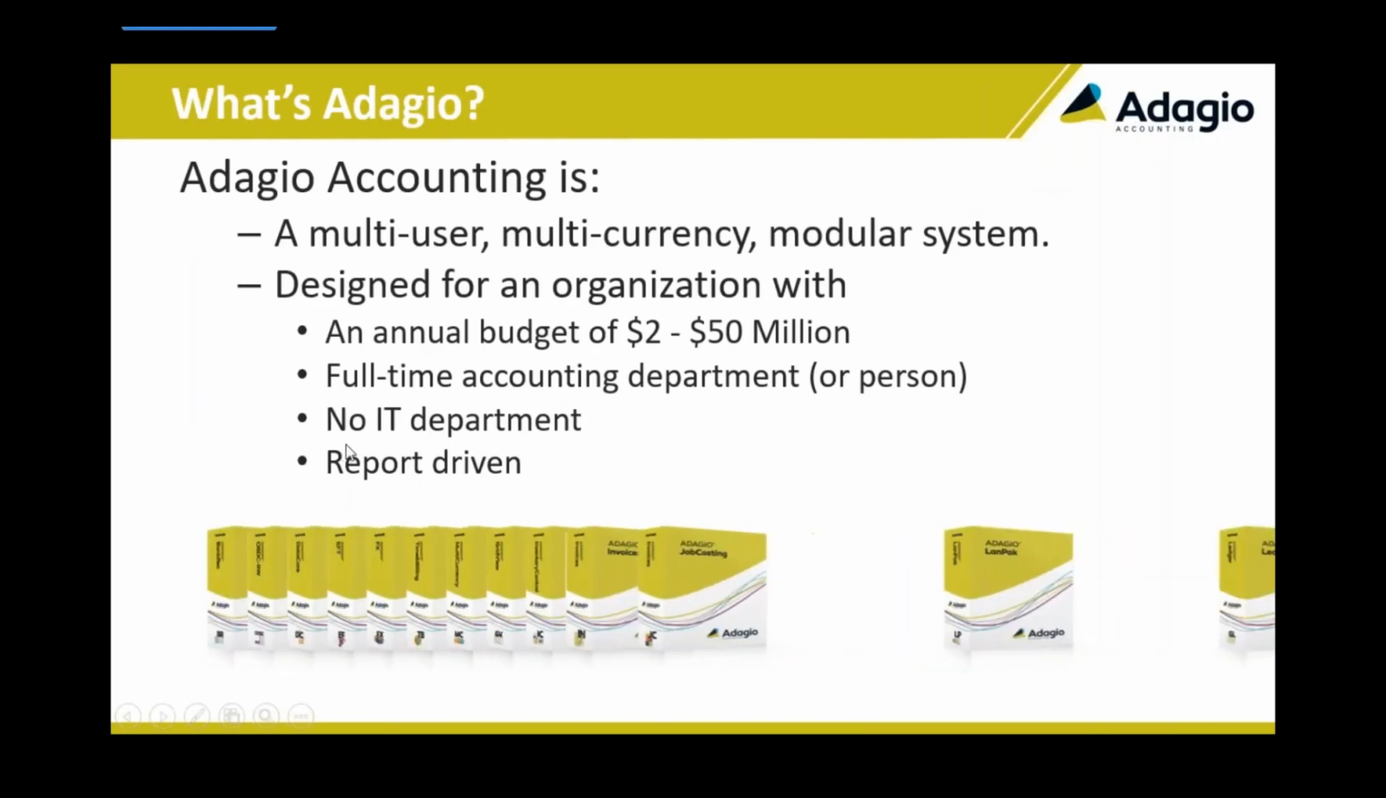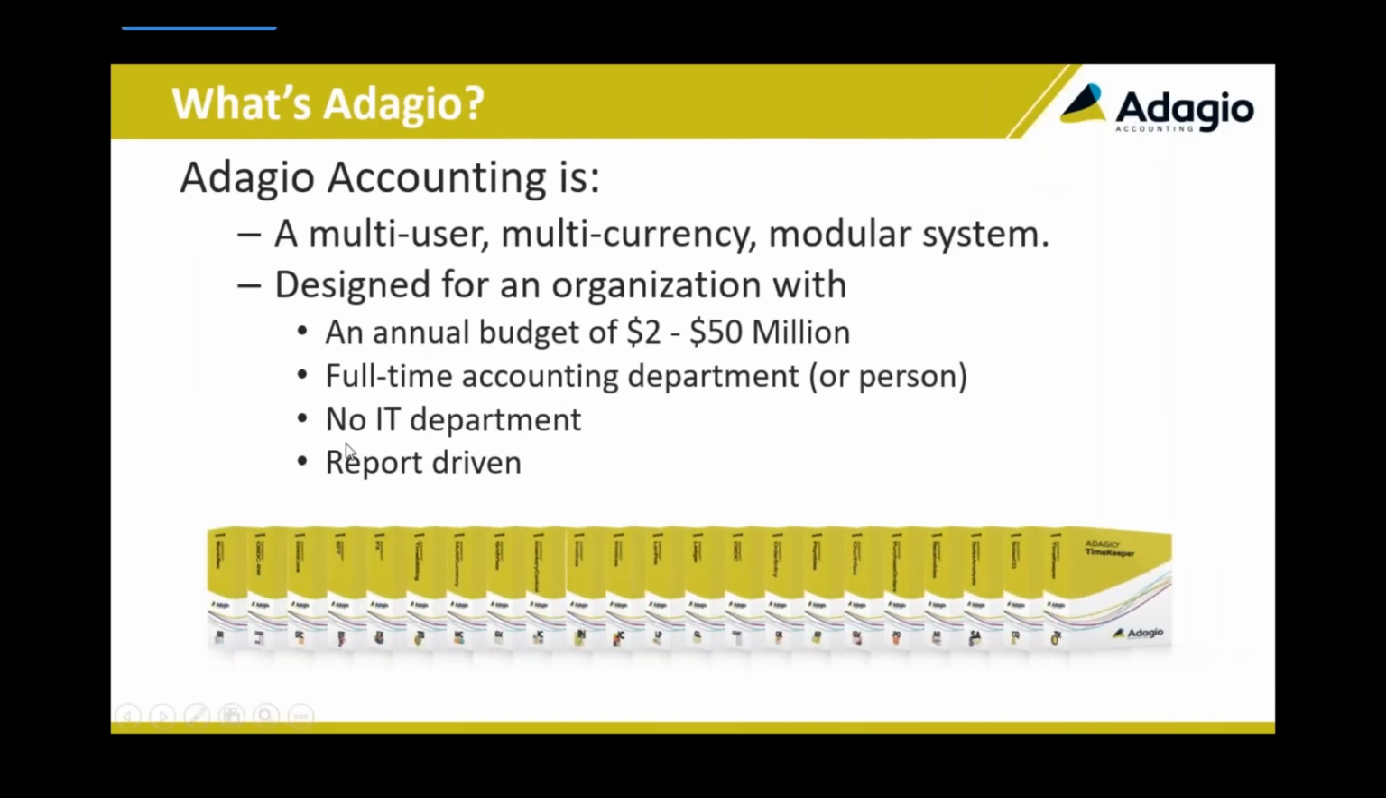Most of you who have been on the K2 Path to Excellence series have seen this slide before. Adagio is a multi-user, multi-currency, modular accounting system with specialized features for not-for-profits, wholesale distribution and order entry. It's designed for organizations managing a budget of between 2 and 50 million with a full-time accounting department. So, someone who knows the difference between a debit and a credit and who doesn't need a picture of a check in order to write a check.